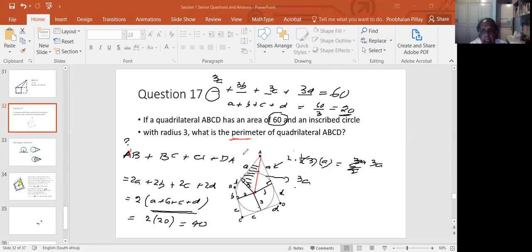And that's the perimeter. No units are given, so we just leave it as is. So that was what we needed to calculate, the perimeter. And the answer is 40.